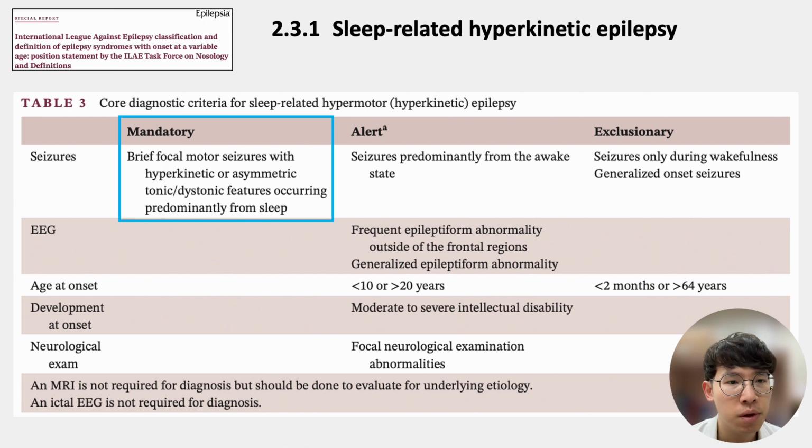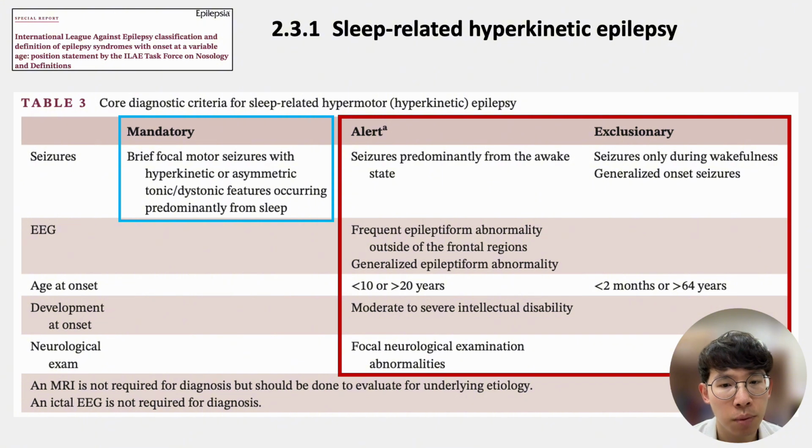This chart shows the diagnostic criteria from ILAE for sleep-related hyperkinetic epilepsy. First of all, we can see that our patient and his son fulfill the mandatory criteria. And most importantly, they do not have any alerts or exclusionary criteria.